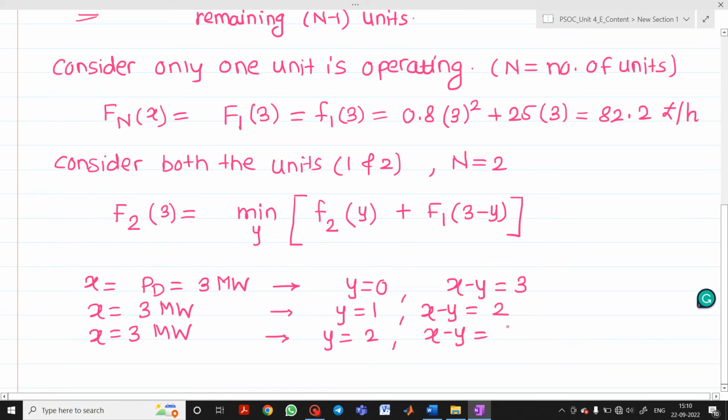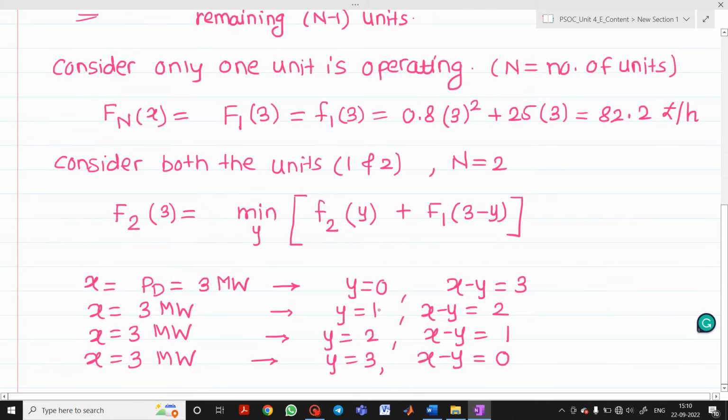It will be equal to 1. And again x equal to 3 megawatt. So what is your value of y? Y will be equal to 3. Now it is incremented by 1. So 3. So x minus y will be equal to what? 3 minus 3 is nothing but 0.